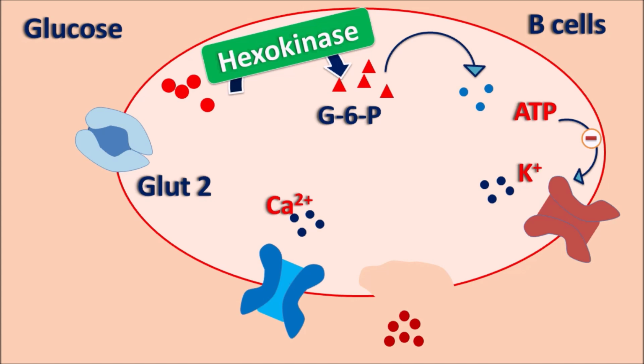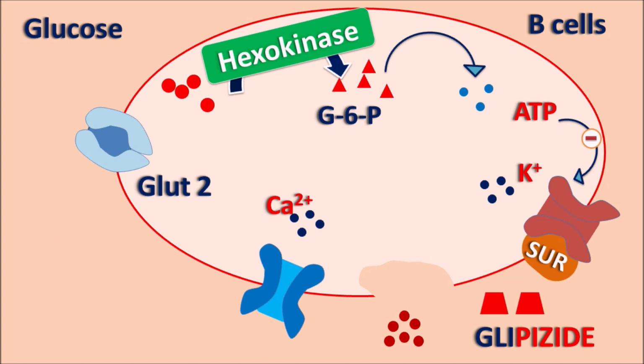In this way, the elevated levels of glucose within the blood can stimulate the release of insulin from the beta cells. Now here glipizide acts just like ATP. This glipizide can bind to sulfonylurea receptors which are associated with these potassium channels. When glipizide binds to these sulfonylurea receptors, it results in the inhibition of potassium channels, which promotes the release of insulin from the beta cells. In this way, glipizide acts as a secretagogue and it increases the insulin release.